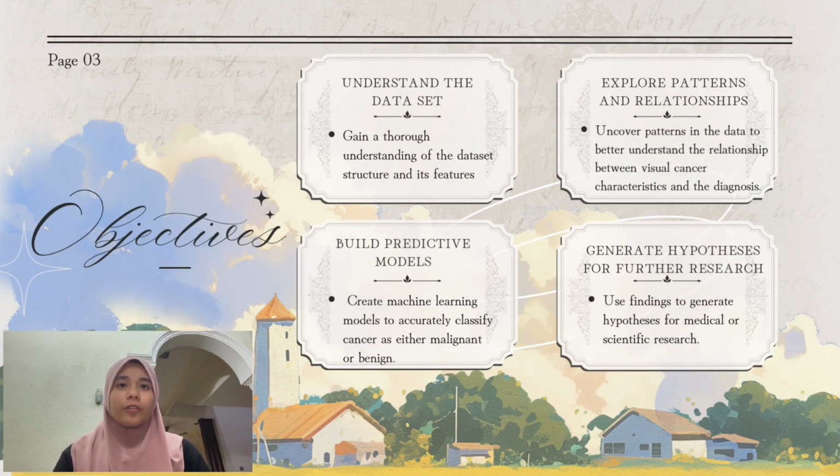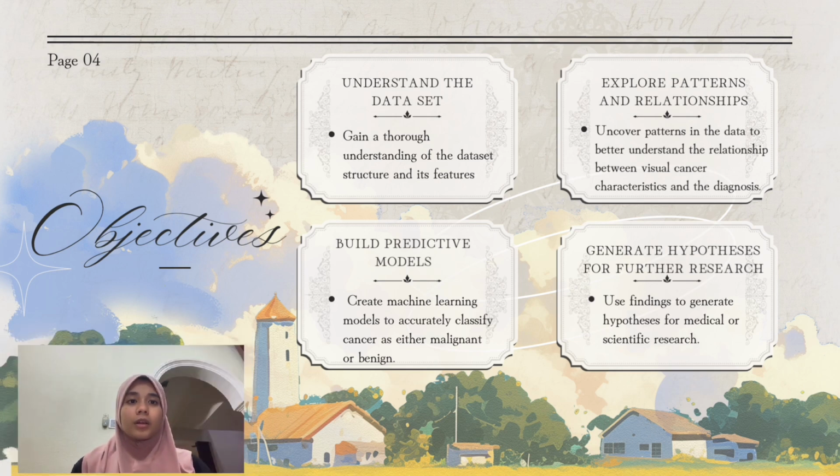For the objective, first, understand the dataset. Gain a true understanding of the dataset structure and its features. Second, explore patterns and relationships, such as uncovering patterns in the data to better understand the relationship between visual cancer characteristics and the diagnosis. Third, build predictive models. Create machine learning models to accurately classify cancer as either malignant or benign. The last one is to generate hypotheses for further research. Use findings to generate hypotheses for medical or scientific research.